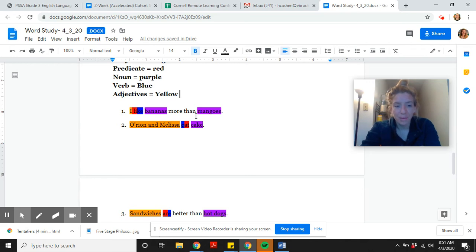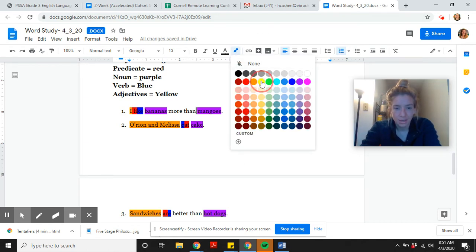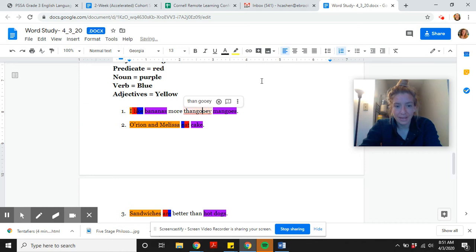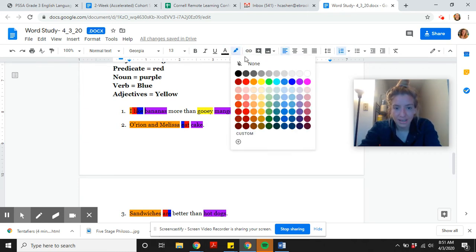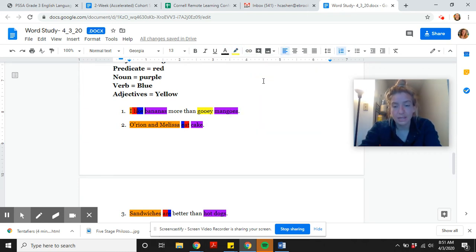So now we're going to go back and we're going to add an adjective into each of these sentences. I'll show you. I like bananas more than gooey mangoes. Gooey is a word that talks about mangoes. I could also have added an adjective for bananas because even if it's a subject, an adjective can still modify it or describe it. I like delicious bananas more than gooey mangoes.